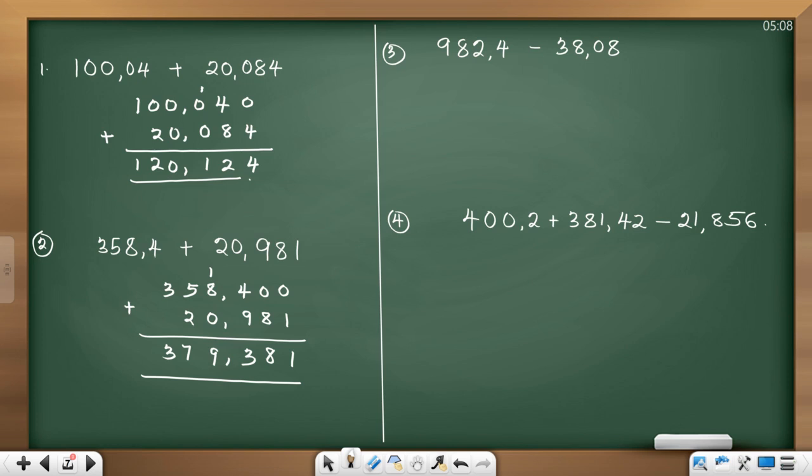Number 3. Oh, now we're subtracting here. Beautiful. 9, 8, 2, 4. Now 38, 08. It's a subtraction there. So lovely. Fill the empty spaces with 0. Now 0 minus 8, that cannot be done. We have to borrow 1 from the 4.